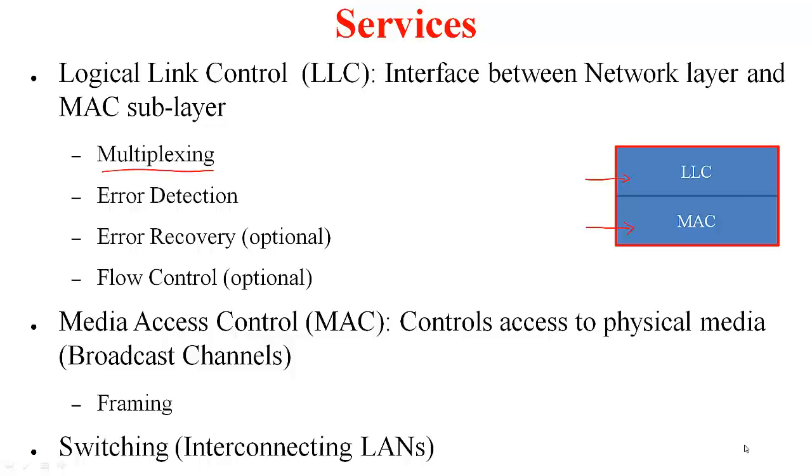We covered this before. What is it? So when a link layer receives a frame, it needs to determine which of the higher layer protocols it needs to pass the payload to. So that is demultiplexing, which is part of multiplexing.